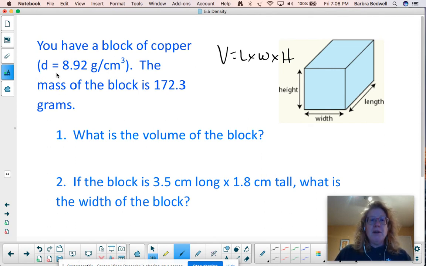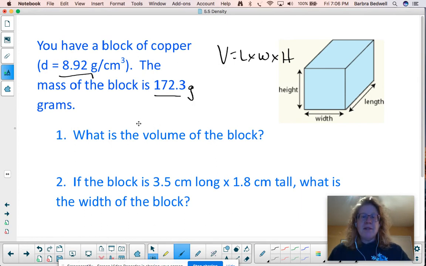So we know, for example, that this particular material is copper. And I'm giving you the density of copper here. I looked it up, and I know that the density of copper here is about 8.92 grams per cubic centimeter. I'm also giving you this bit of information, which is the mass of that piece of copper, that it's 172.3 grams. So question number 1, what's the volume of the block? And then question number 2, what's the missing side?